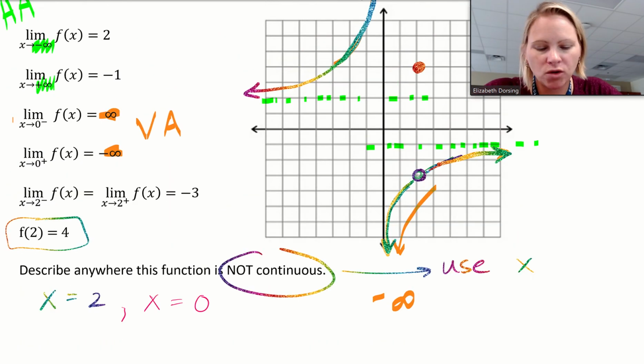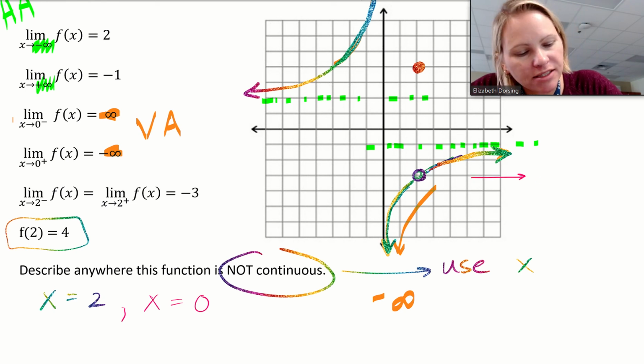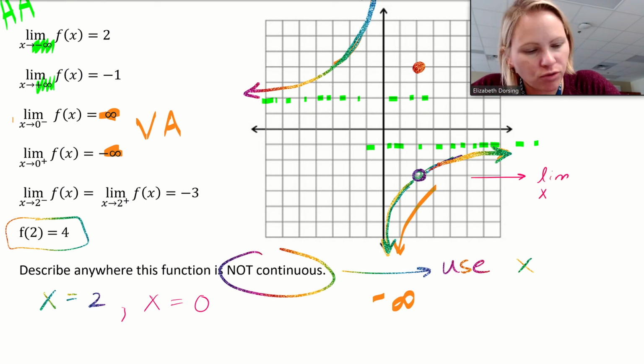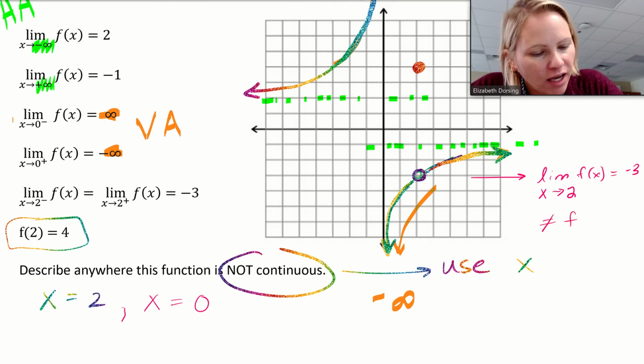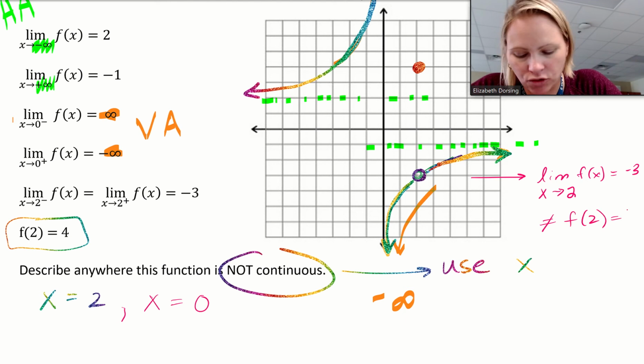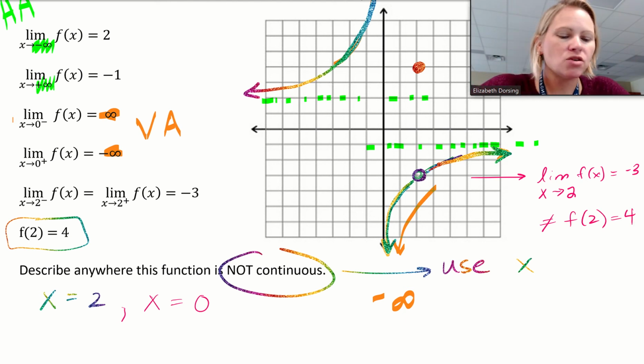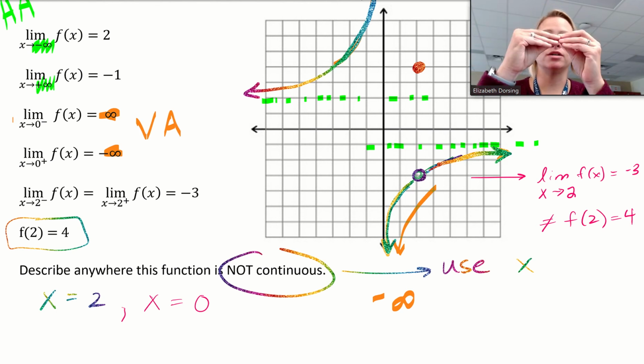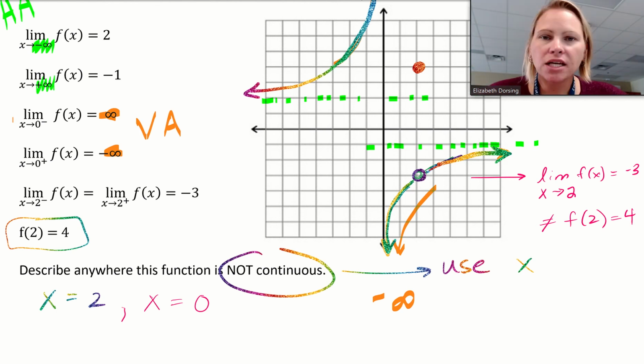Up here, we were not continuous at x equals 2. And what's happening here is that the limit as x approached 2 was -3, but it did not equal f of 2 because f of 2 was equal to 4. So the definition of continuity says that the limit and the y value agree. Remember, a limit can exist even if a y value doesn't. So for example, looking here, my y value is something completely different. I have a hole there.